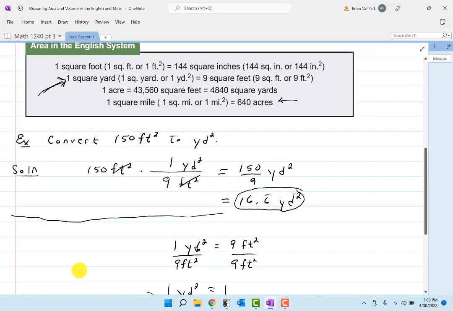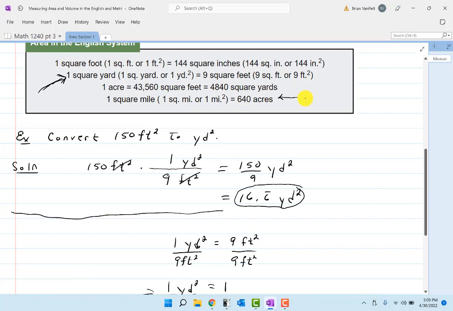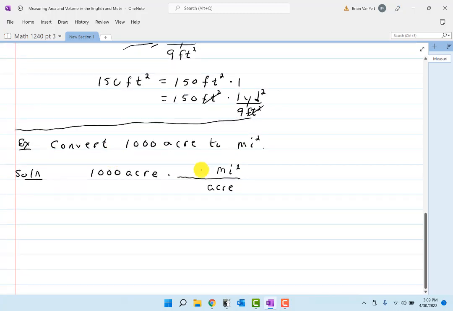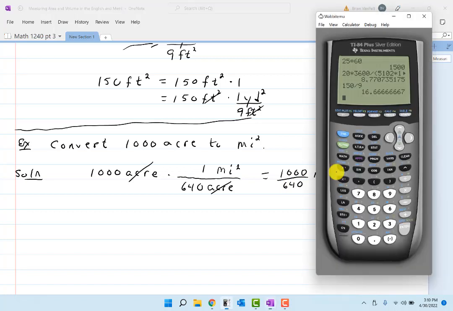Is there a direct connection between square mile and acres? And yes, I have an arrow to it right there. 1 square mile is 640 acres. So 1 square mile is 640 acres. So that fraction that I just finished right there is equal to 1. Get rid of acre, and we end up with 1,000 divided by 640 square miles. Let's go ahead and get the calculator on this.